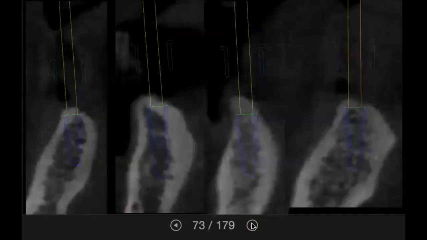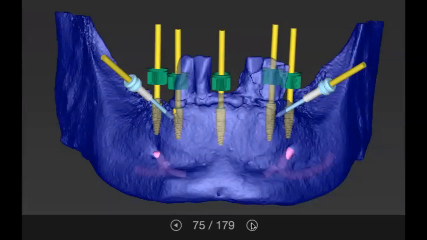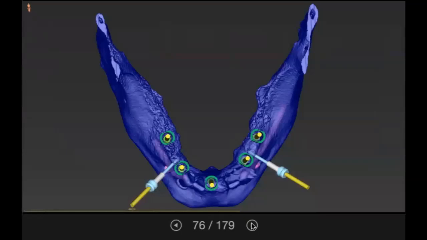Implants are planned to be at the same platform level. Significant alveoplasty is necessary on the anterior implant. 5 implants are planned with simultaneous tooth extraction and alveoplasty. Implants are planned to be in the ideal position for mandibular locator housings and are spaced to maximize the implant's anterior, posterior, or AP spread.